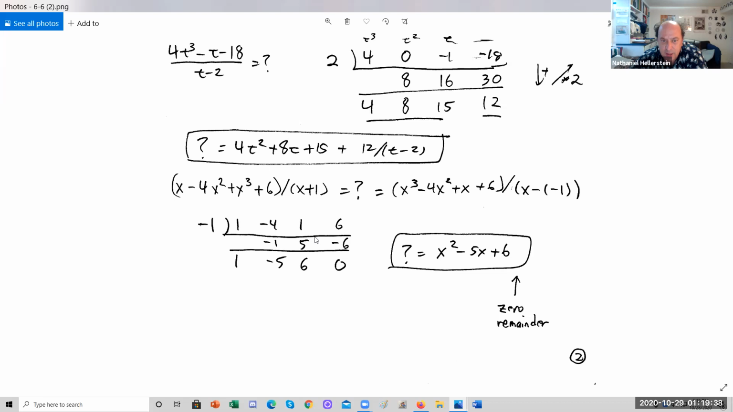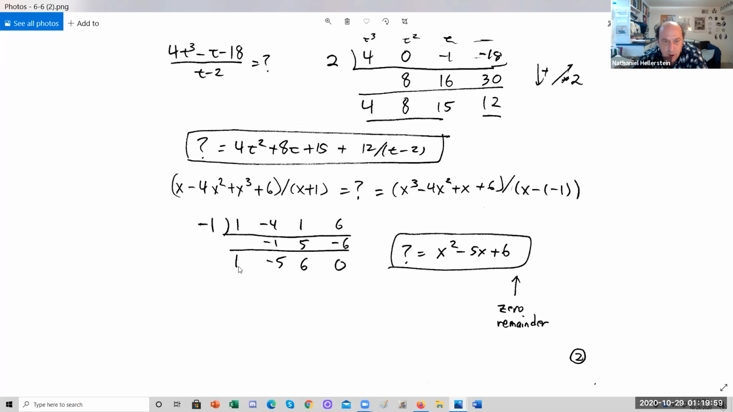So inside this synthetic division tray, that's what I call it, we put the coefficients 1, negative 4, 1, and 6. X minus negative 1, so we put a negative 1 right outside. Here we go. And again, the zigzag: add going downwards, multiply by negative 1 going up and to the right.